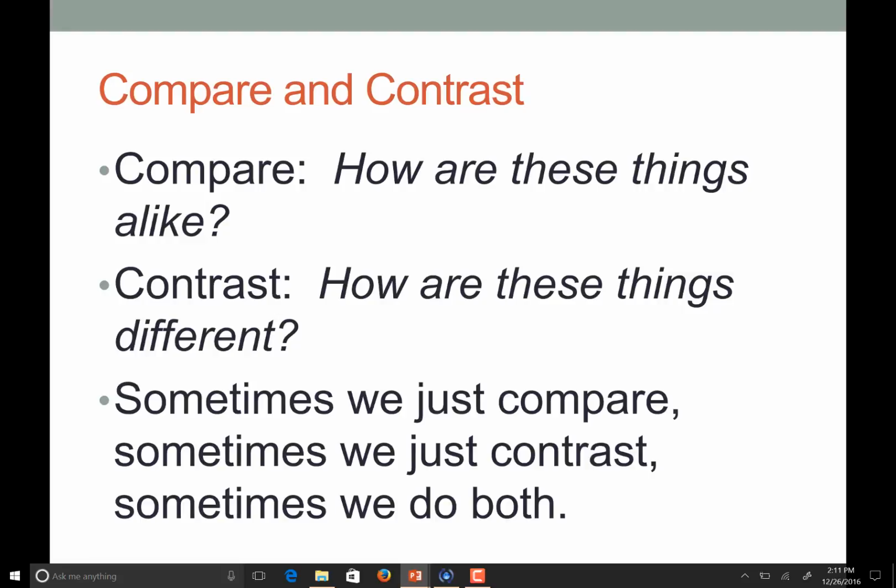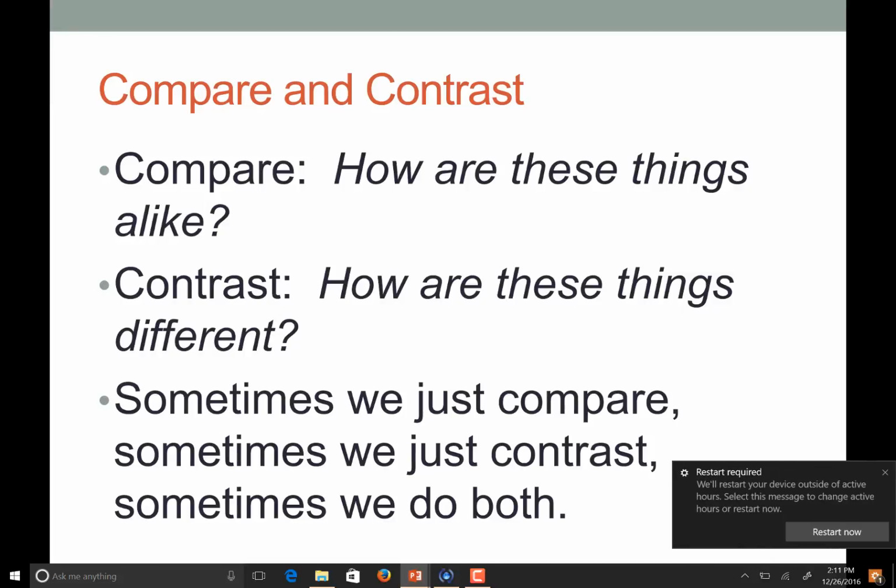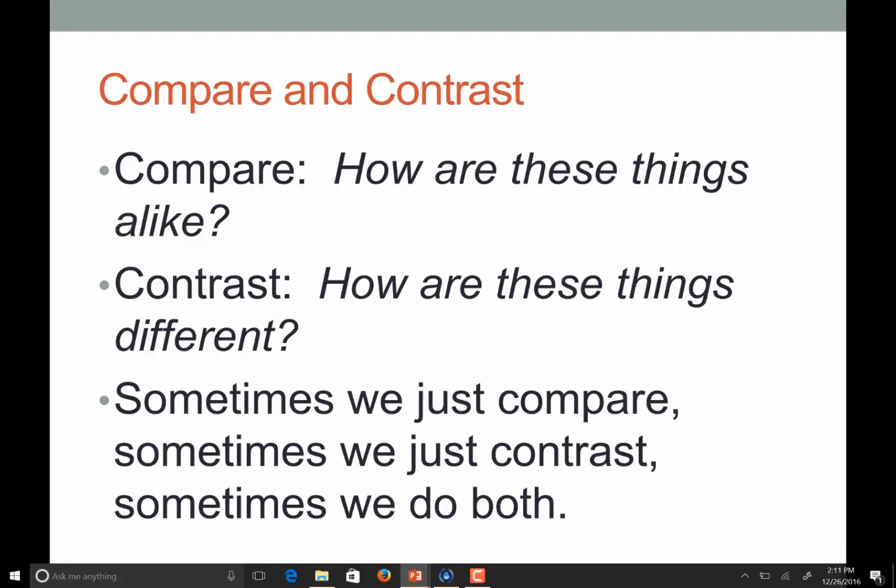Now, depending on what your essay is asking of you or how you decide to develop your essay, sometimes you're just going to compare. Sometimes you're just going to talk about the similarities of two things, and sometimes you're just going to talk about the differences. Sometimes you'll do both, and that's fine.